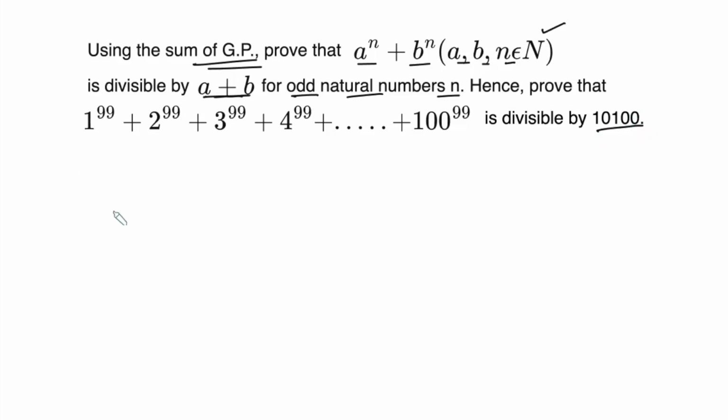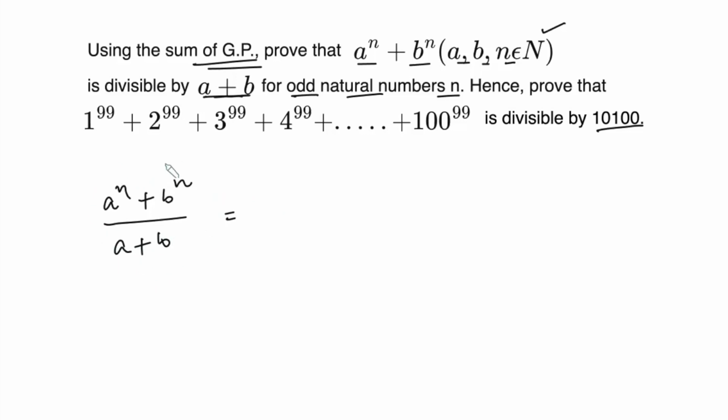10100. Here we want to prove that a raised to the power n plus b raised to the power n is divisible by a plus b. In order to prove that a raised to the power n plus b raised to the power n is divisible by a plus b, we need to prove that the result of this expression should be an integer.